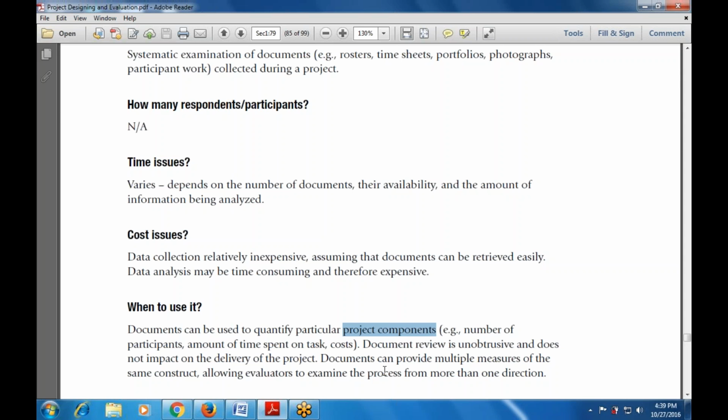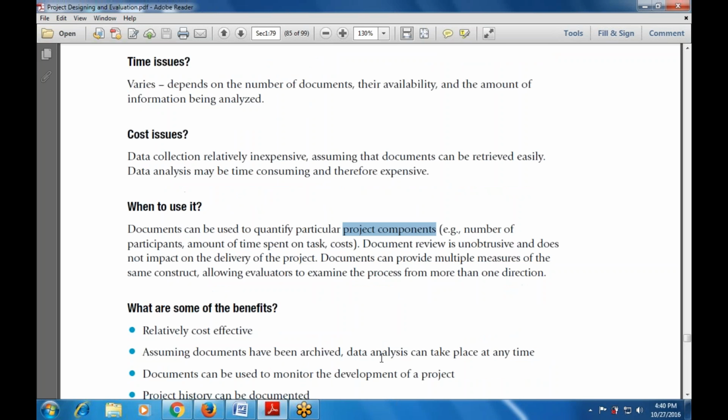Whatever the document review or data collection that is used will be used with the impact of the delivery of the project, and the documents can provide multiple measures of the same construct. It also allows the evaluators to examine the process from more than one direction, and the data is examined from more than one direction.